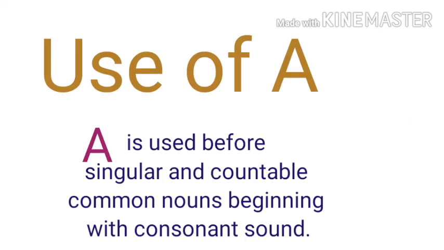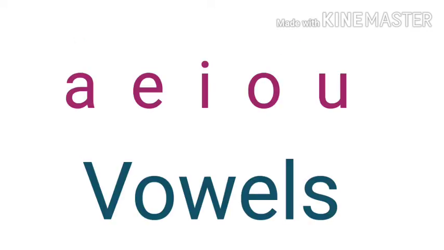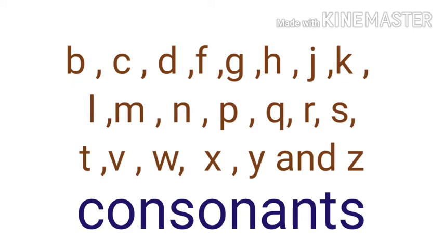Now let's see the use of a. You all know that a is used before a singular countable common noun beginning with a consonant sound. A, E, I, O, U are the vowels. All the other English alphabets are called consonants. A is written before a noun which begins with a consonant sound.